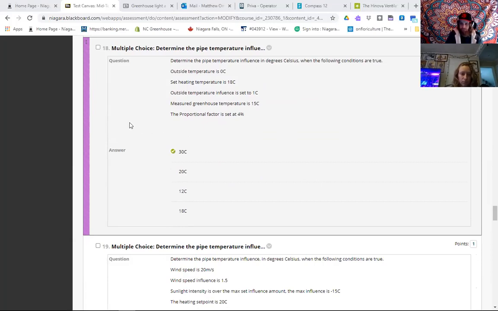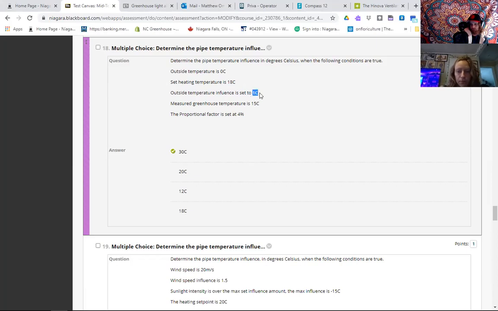So pipe temperature. Here's the first one. Determine the pipe temperature influence in degrees Celsius when the following conditions are true. Okay, so outside temperature influence, that's what we're looking at, right? Outside temperature is 0. Our heat set point is 18 degrees Celsius. So there's a difference between the heating set point and the outside temperature of 18 degrees, right? And this right here is our influencer. Outside temperature influence is set to 1 degree.